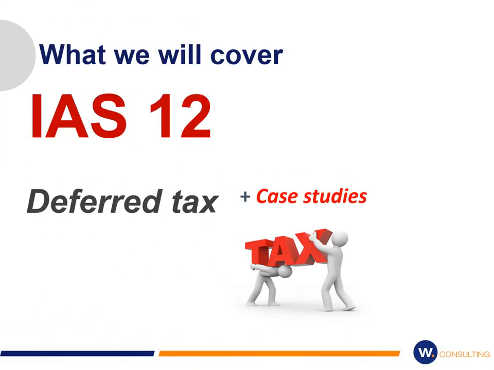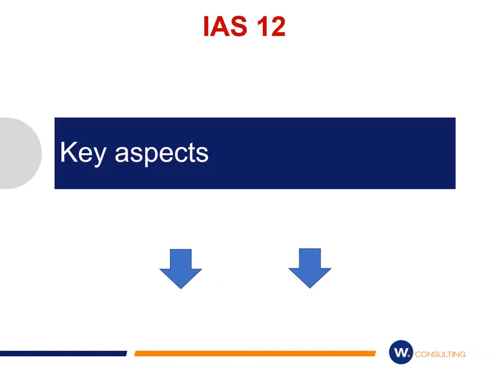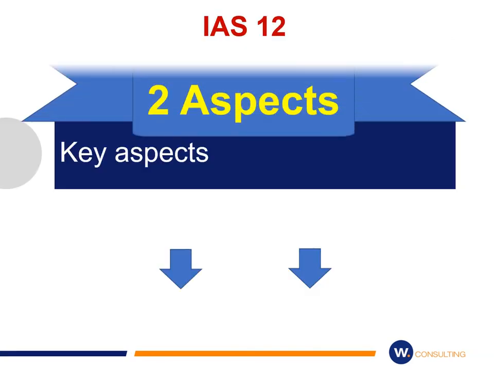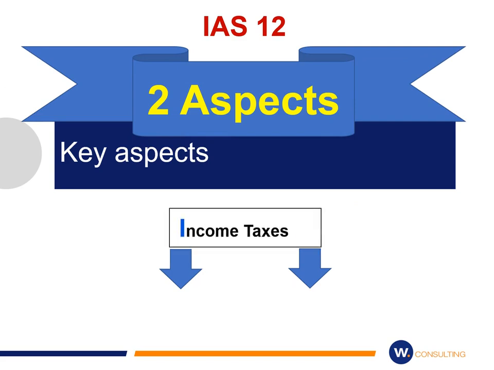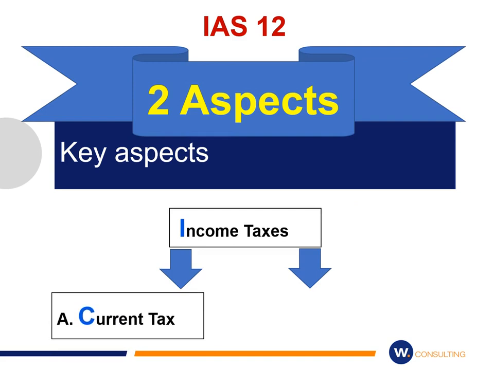What are we going to cover? We're going to cover IAS 12, that's deferred tax, plus case studies. The key aspects that we're going to be looking at are two aspects of income taxes, as you may be well aware. The first one is the current tax.